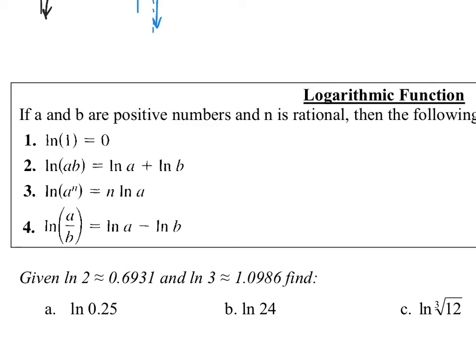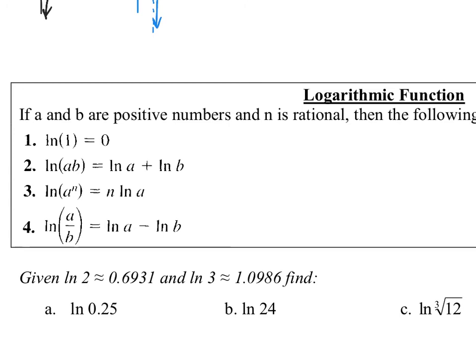Now, let's quickly review some properties we can use. First of all, ln of 1 is 0. And actually, any log of 1 is 0 because anything to the 0 power is 1. Except 0. But you can't have a log base 0 anyways.